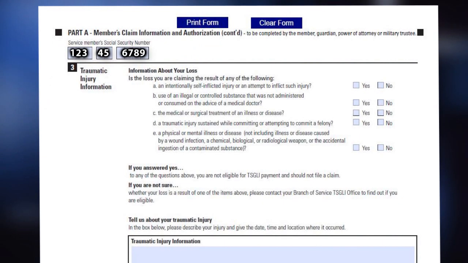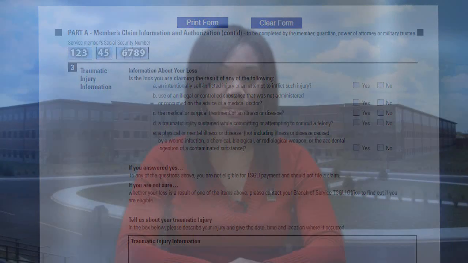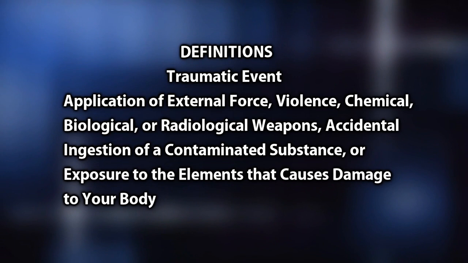Part A, Section 3, goes over the traumatic injury information such as injuries that qualify for TSGLI payment. In order to qualify for the TSGLI benefit, you must have experienced a traumatic event that resulted in a traumatic injury that is listed as a qualifying loss on the TSGLI Schedule of Losses.